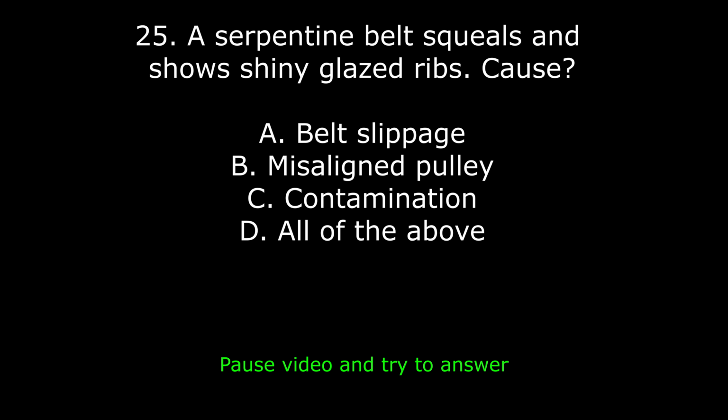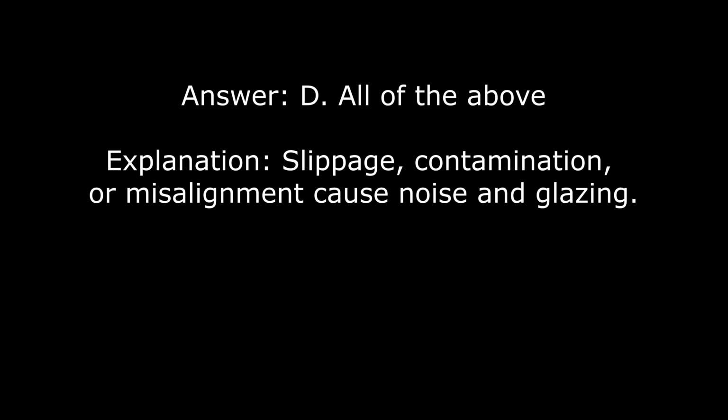25. A serpentine belt squeals and shows shiny glazed ribs. Cause: A. Belt slippage. B. Misaligned pulley. C. Contamination. D. All of the above. Answer: D. All of the above. Explanation: slippage, contamination, or misalignment cause noise and glazing.